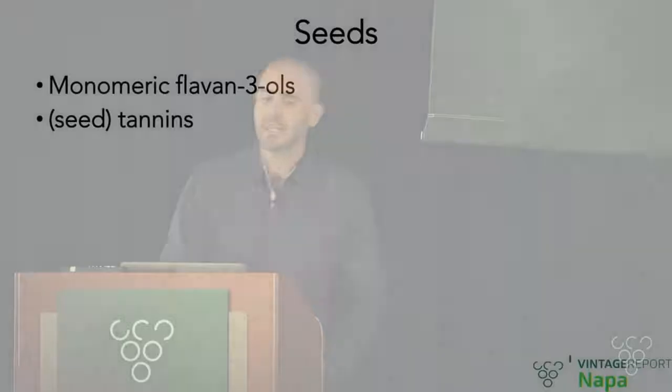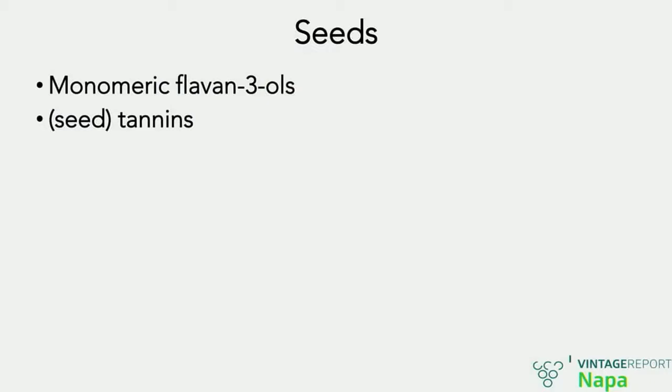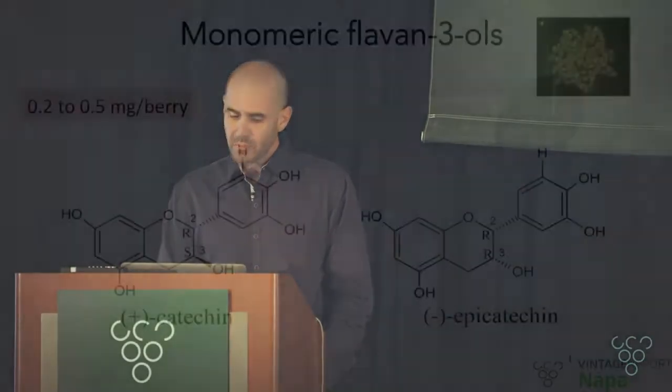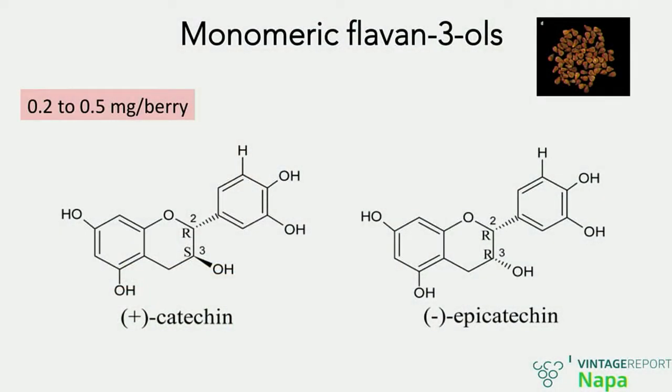What kind of phenolic materials do we have on seeds? First and foremost, we have small compounds by the name of monomeric flavan-3-ols, okay? This doesn't look like a lot, but there is quite a lot, between 0.2 and 0.5 milligrams per berry, okay? Fairly high concentrations. Now, these monomeric flavan-3-ols are very, very small molecules. Probably you have heard about the term catechin or epicatechin. These are the ones.